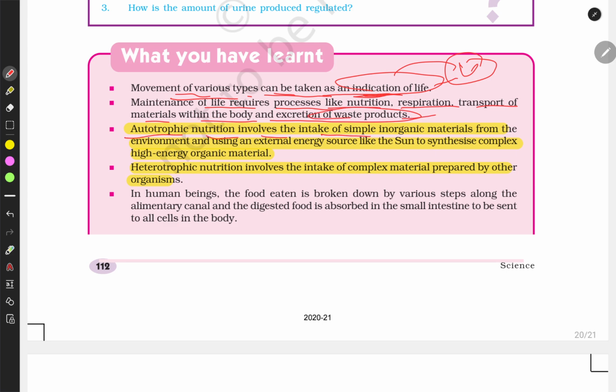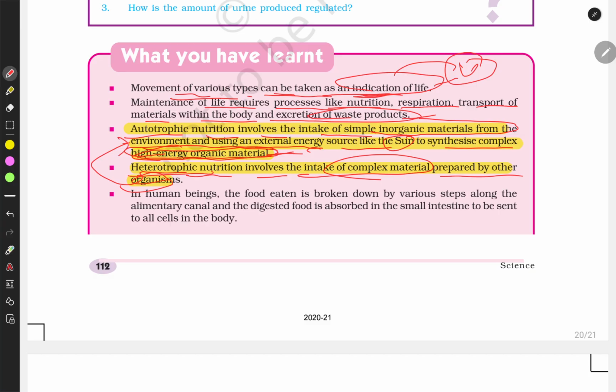Autotrophic nutrition involves the intake of simpler inorganic materials from the environment and using an external energy source like the sun to synthesize complex high energy organic material, which happens in plants and some bacteria, like phytoplankton. The high energy organic material is glucose. On the other hand, heterotrophic nutrition involves intake of complex material prepared by other organisms. This may include heterotrophic animals and autotrophic animals.